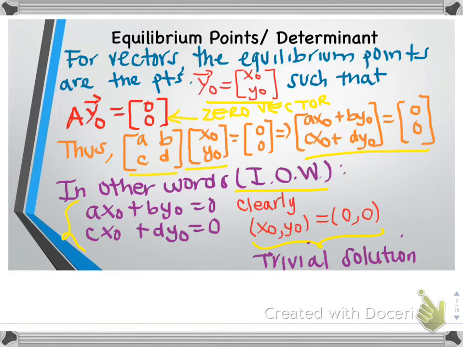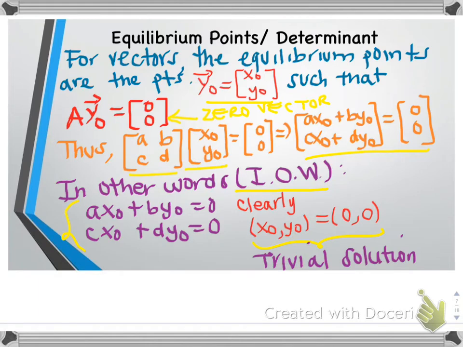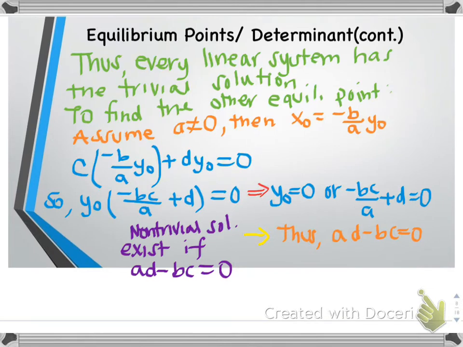I've been saying it, but now we have the formal term: that's actually called the trivial solution. Well, how do we find the non-trivial solutions? Every linear system has the trivial solution. To find the other equilibrium points, if we look back at this first equation here, let's assume A is not 0. Well, if A is not 0, then we can divide by it and solve for x sub 0, and x sub 0 equals negative b over a times y sub 0. Feel free to go back on the last slide to verify that equation.